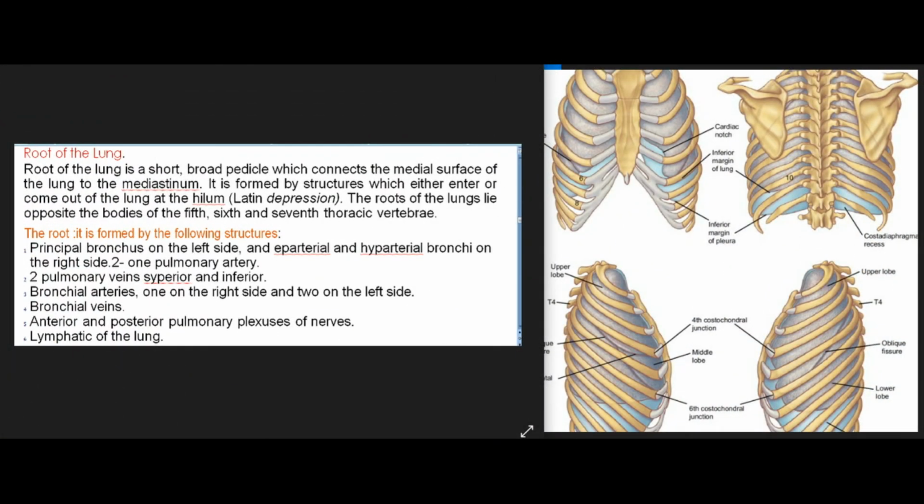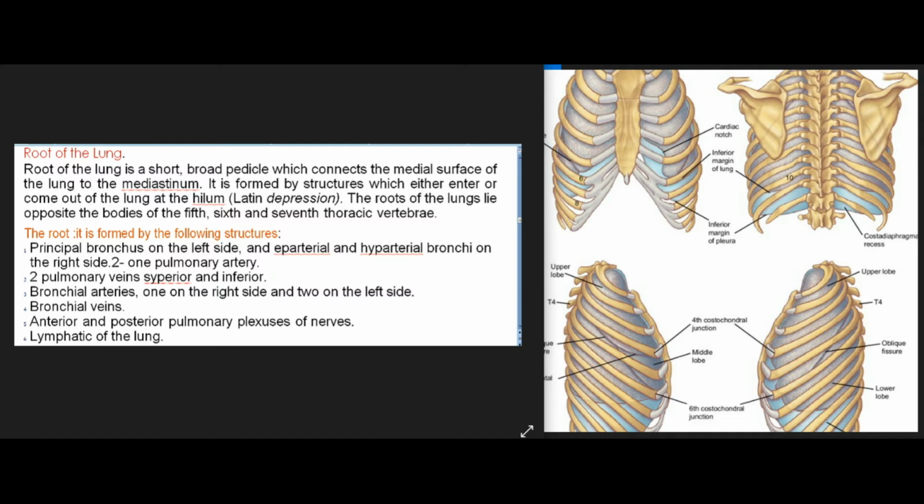Root of the lung is a short, broad pedicle which connects the medial surface of the lung to the mediastinum. It is formed by structures which either enter or come out of the lung at the hilum, Latin for depression. The roots of the lungs lie opposite the bodies of the 5th, 6th, and 7th thoracic vertebrae. The root is made up of the following structures.